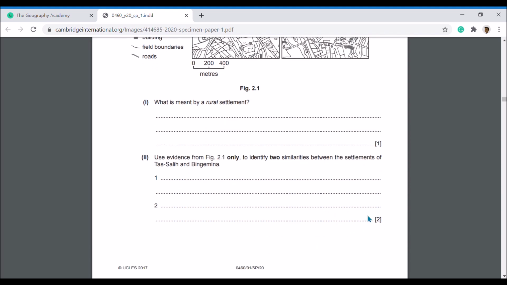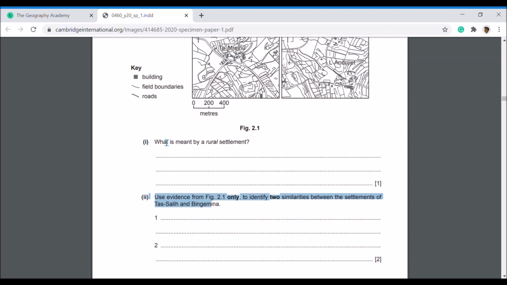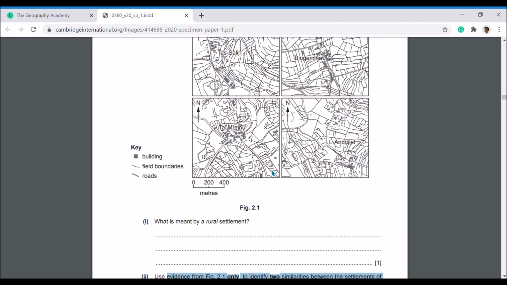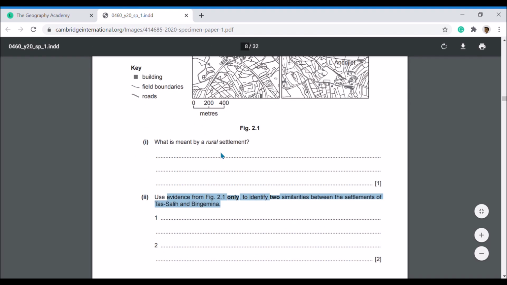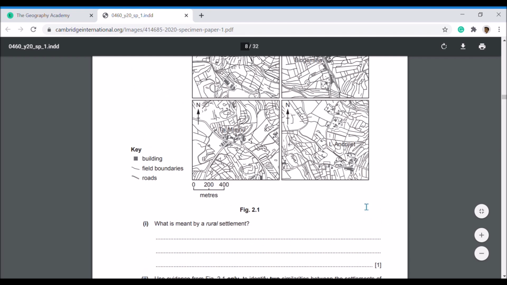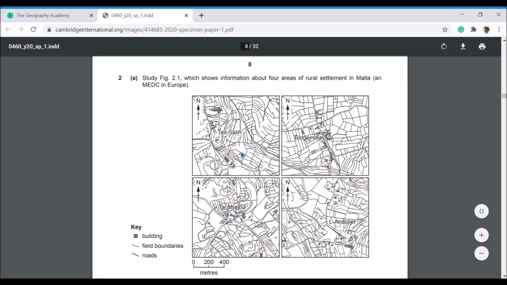A 2 mark question then, for example, using the evidence here. So we get a resource. This is a different type: that one was very knowledge and understanding based, whereas this one is looking for skills. You've got to be able to actually identify things on the map given. It mentions figure 2.1 to be used here to identify 2 similarities between the settlements, so you've got to come up here and be able to use the resources.